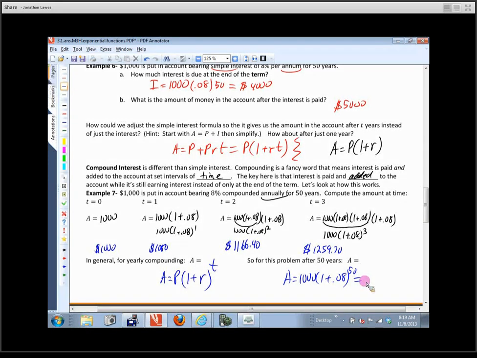Same $1,000 that Grandma gave us. Same account at 8%, except for this time, they're going to pay us interest every year. They're just going to add a little bit every year, 80 bucks ish for the first little while. Noah.